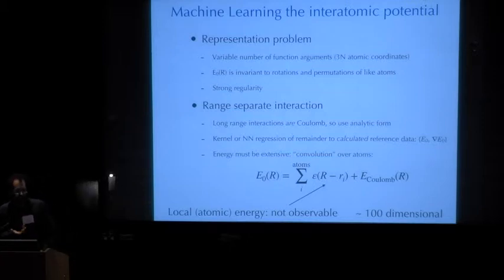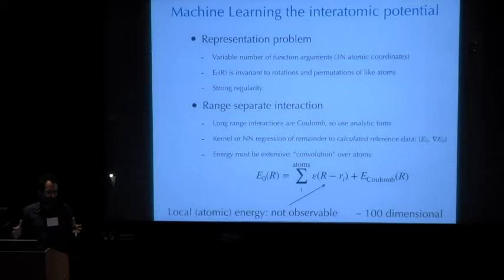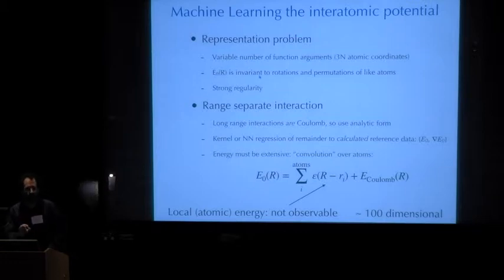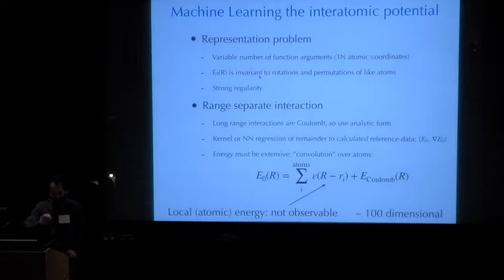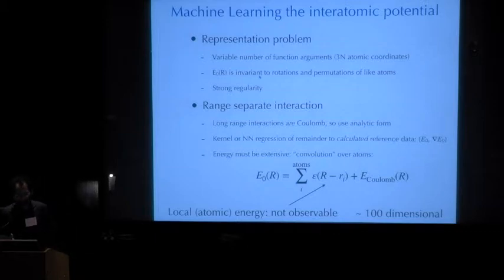There's a representation problem. The potential energy of atoms is a function with a variable number of arguments, because if I take more atoms, I have more coordinates. There are 3N atomic coordinates that I need to describe. And this potential energy function has invariances. It has symmetries. And symmetries, earlier in this workshop, have come out as a very strong constraint that one can put in from physics, and we're going to do that as well. So the potential energy is invariant to rotations and permutations of like atoms.